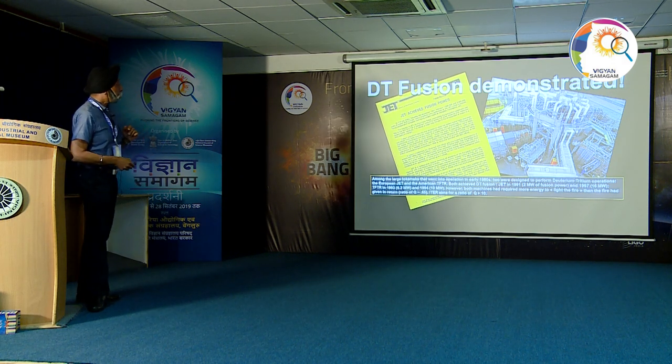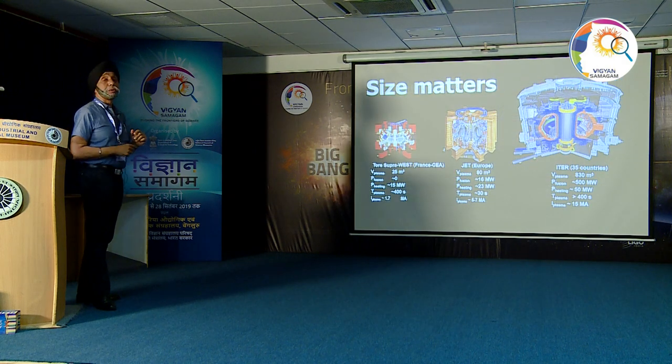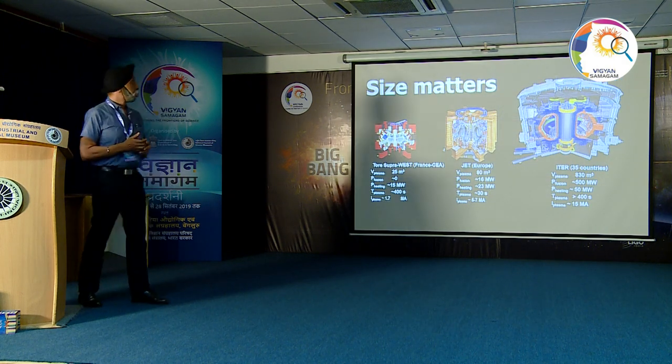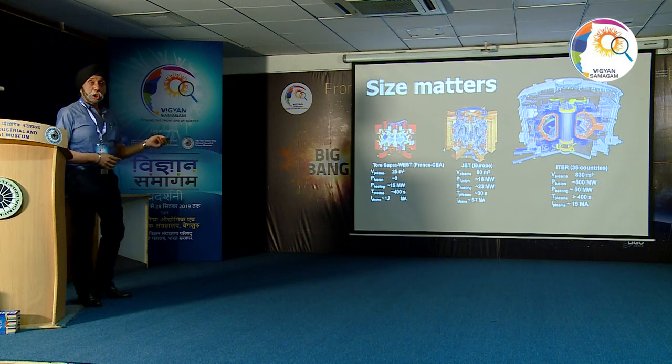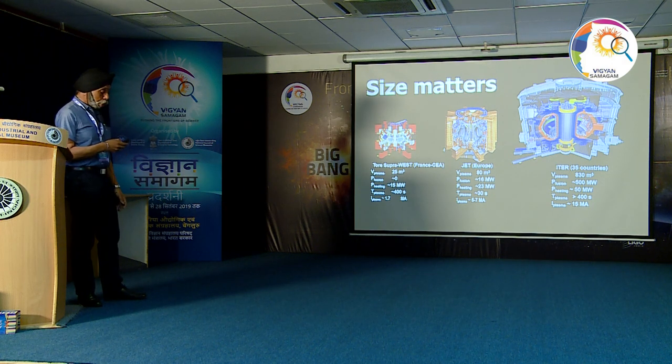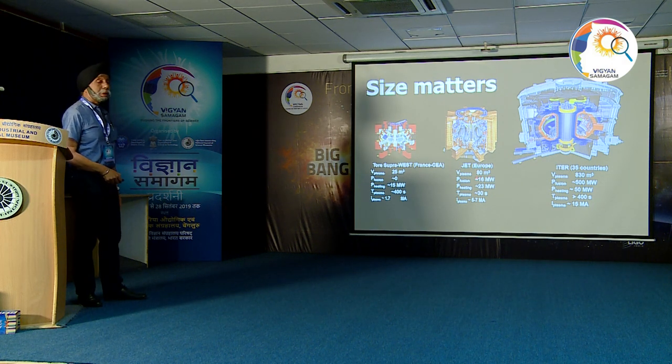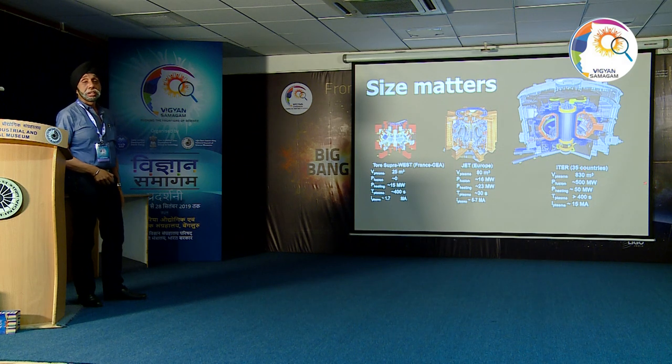But in order to do that, you have to increase the size of the machine. So when we talk about the Joint European Torus experiment, the volume of the plasma was 80 meter cube. And we have to increase this to 10 times. We are talking of a plasma which is 830 meter cubes. Okay, but what are we gaining?